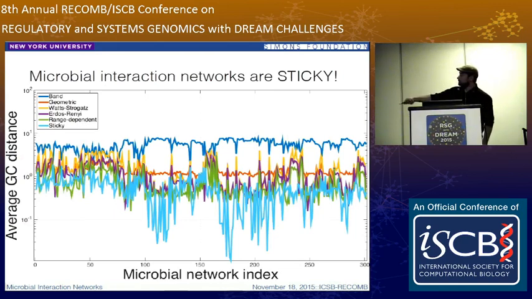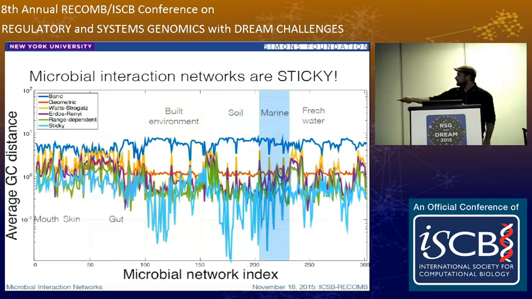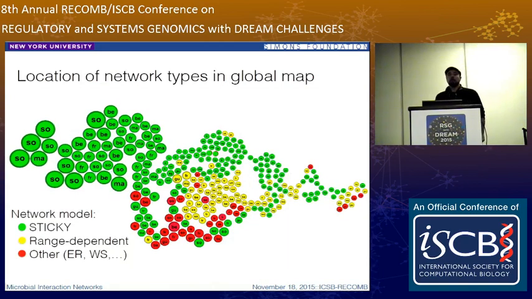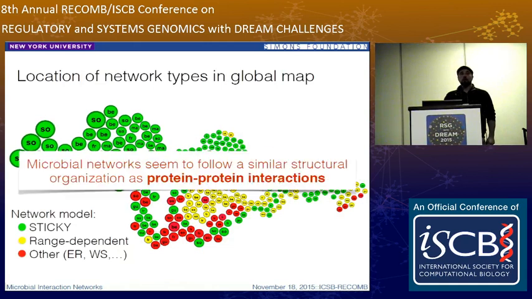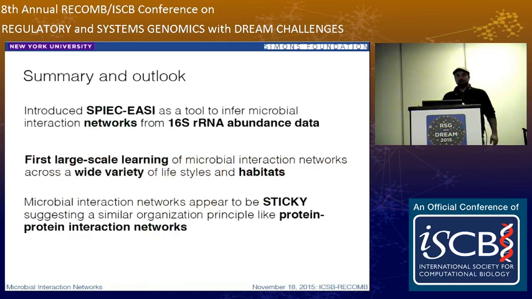As you can see, here you see the average graphlet correlation distance to the different graph models, and lower means better. So across all the different habitats, we see that the sticky model and the range-dependent model, both models for protein-protein interaction networks, are very good models. And here you can color those on the global map I showed you before. So the current hypothesis is that protein-protein interaction networks and microbial networks have a similar global topology. Okay, so that's my summary.